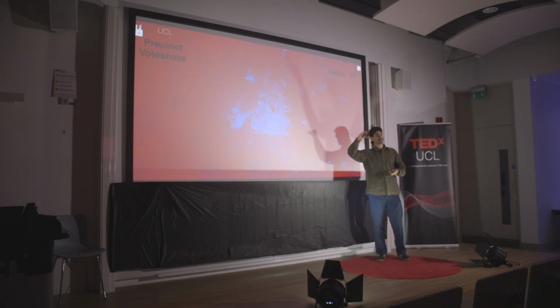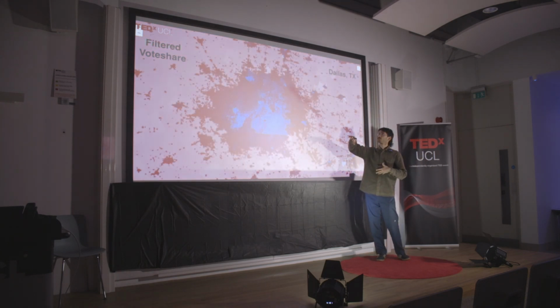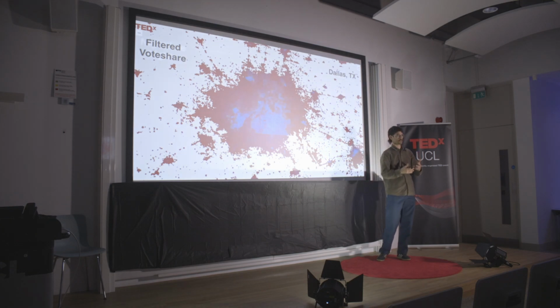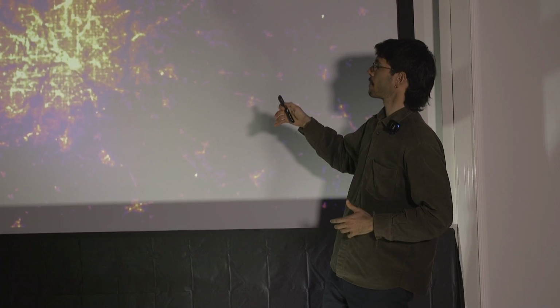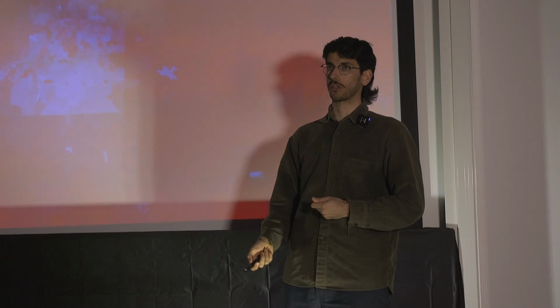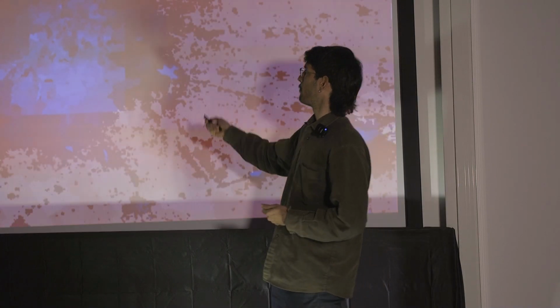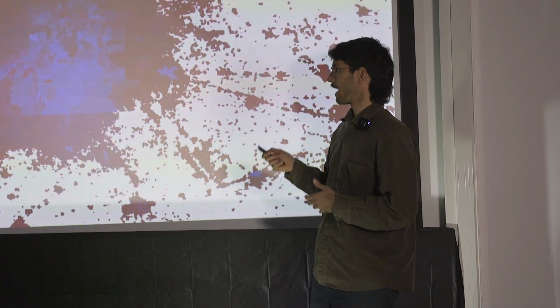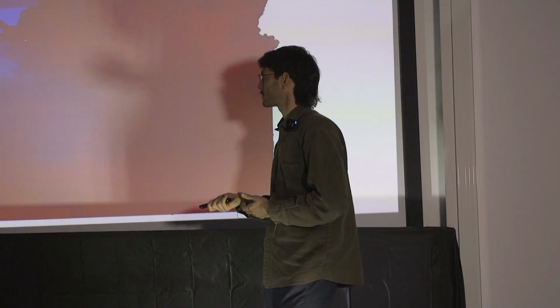We move from a nighttime lights image to the precinct level vote share data to a filtered vote share map. And what this does is it retains the spatial information of where the voters are located, right? But it gets rid of the areas that are unpopulated. And this significantly reduces the visual bias in these maps.